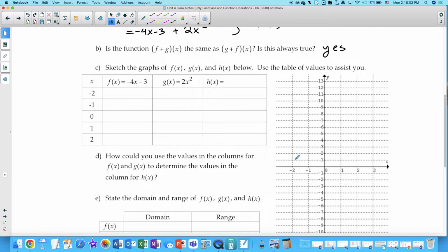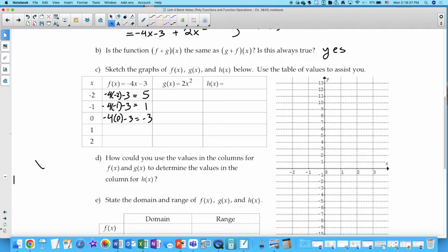So here we want to know what's f of negative 2. So we're going to sub in a negative 2 for x. Negative 4 times negative 2 minus 3. And I believe that is 5. Is that right? I think so. Yeah. This is negative 4 times negative 1 minus 3, and that is 4 minus 3 is 1. This is negative 4 times 0 minus 3, which is negative 3. Looks like these are going down by 4, so I'm just going to write in the next two values. This one will be negative 7, and this one will be negative 11.